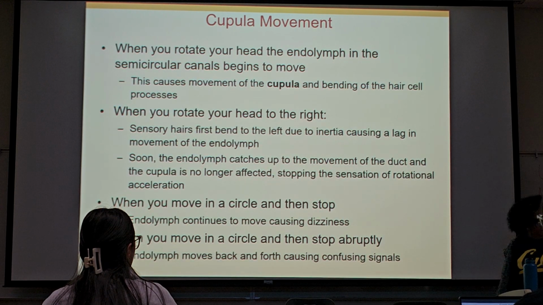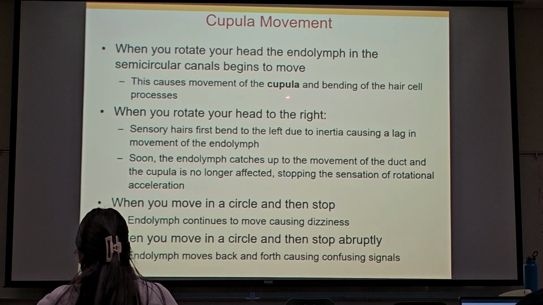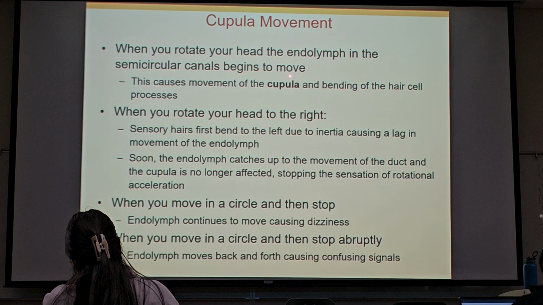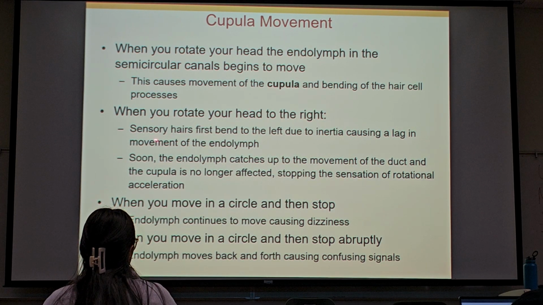vestibular branch. When we are rotating, that endolymph inside of the membranous labyrinth of the semicircular canal spins. Okay? It starts to move. And when it moves, it causes the cupula to move and bend those stereocilia and kinocilia. When we rotate to the right, those sensory hairs first bend to the left because of inertia.